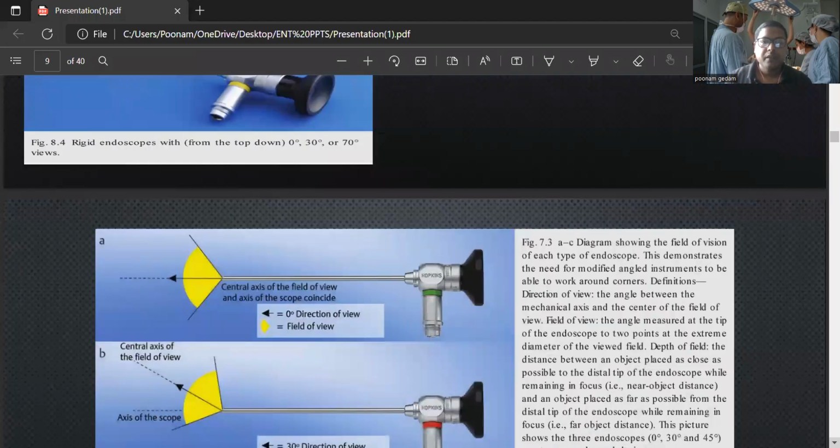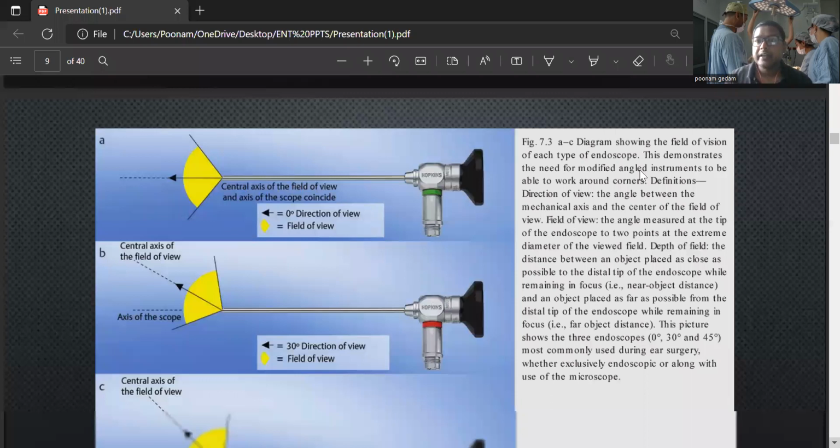Okay, this is a very important slide. I would like to draw your attention to this. This is the 0-degree Hopkins rod system. This is the central axis of the field of view and the axis of the scope. This is the 0-degree direction of view. This is the field of view; the field of view is this yellow part, and this is the direction of view. This is called the axis of the scope, the line, and this is the central axis of the field of view, like so, 0-degree.